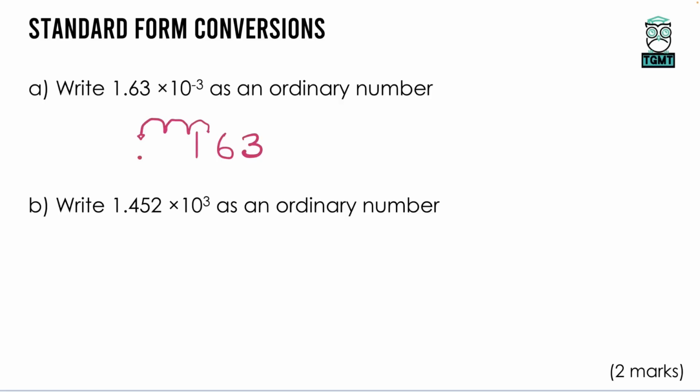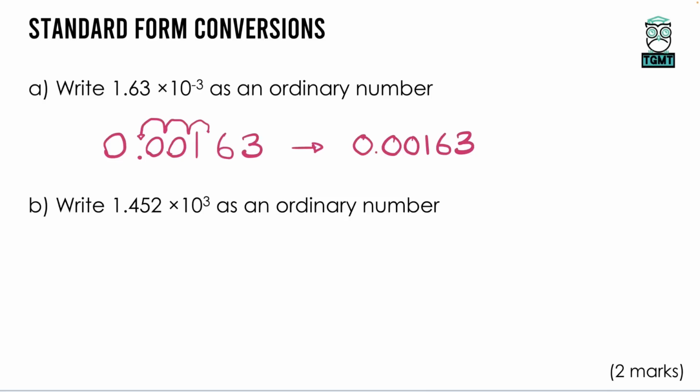So I'm going to drop it down there, and then underneath these loops, I need to fill in some zeros and then just tidy it up with a 0 at the start. Always rewrite the number, particularly when you're drawing these loops. So 0.00163, and there is my answer as an ordinary number.